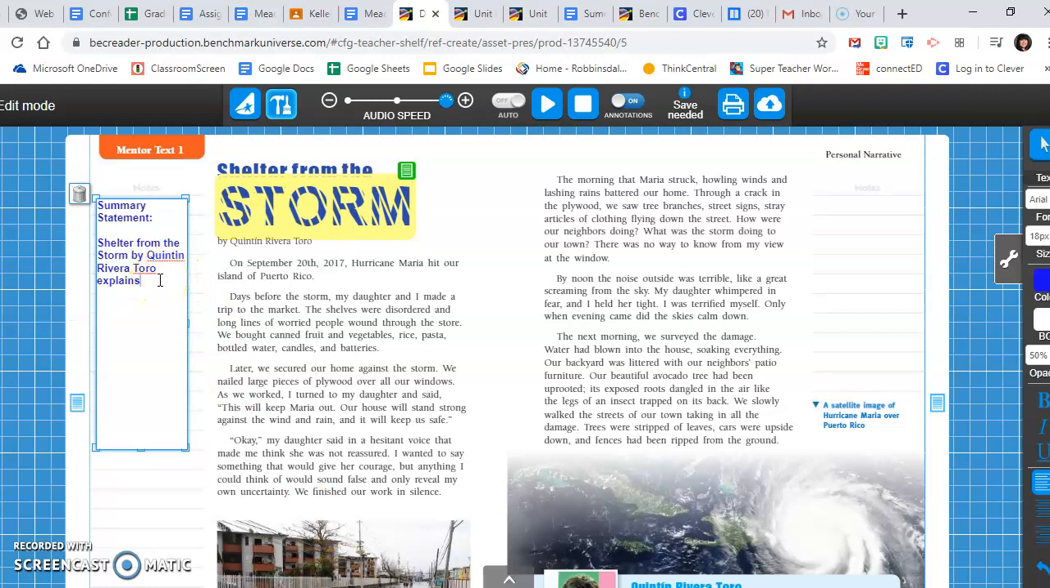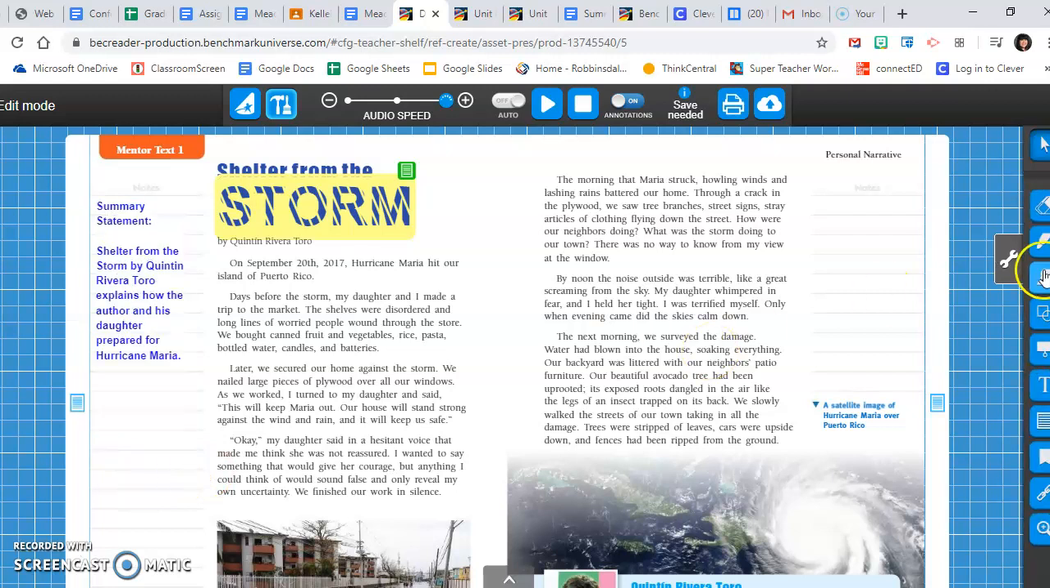So Shelter from the Storm by Quentin Rivera Toro explains how the author and his daughter prepared for Hurricane Maria. That's my first sentence in my summary. That's my summary statement. Title, author, explains, main idea, how the author and his daughter prepared for Hurricane Maria. Now, I'll add to this summary in a bit.